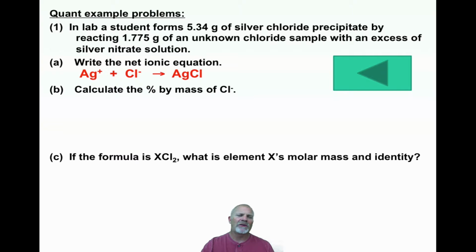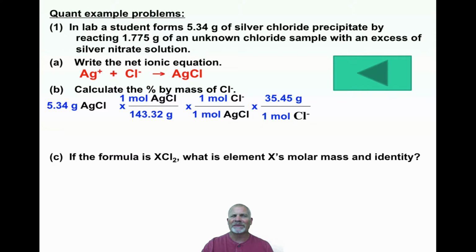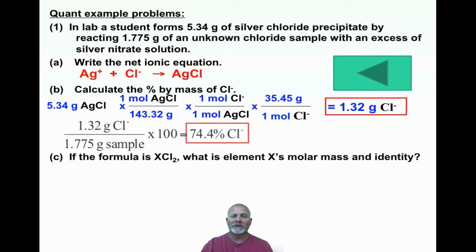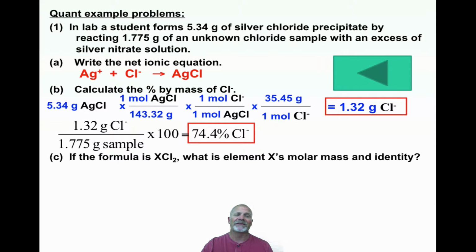Well, now I want to calculate a percent by mass of my chloride. So in this situation, I need to know the mass of my chloride. All I know is the mass of my silver chloride. But I can use a molar mass, get the moles of silver chloride, and then like we've done before, go to a mole-to-mole ratio within the compound. For every 1 mole of silver chloride, there's 1 mole of chloride. And then you use the molar mass of chloride to get the actual grams of chloride. But it's percent by mass, so I need my grams of chloride divided by my grams of solution, which were 1.775. And that would tell me my percent chloride in the solution.